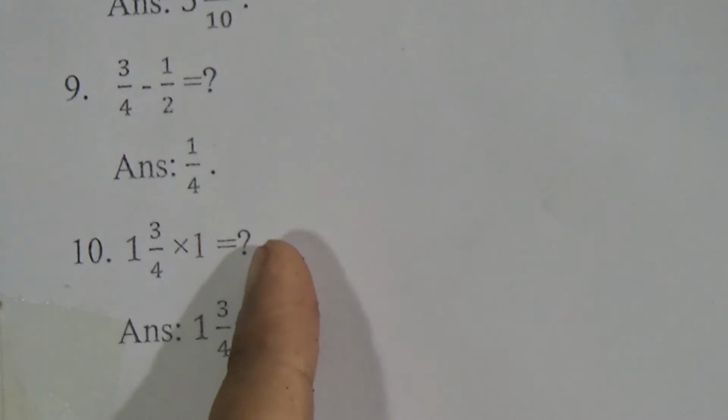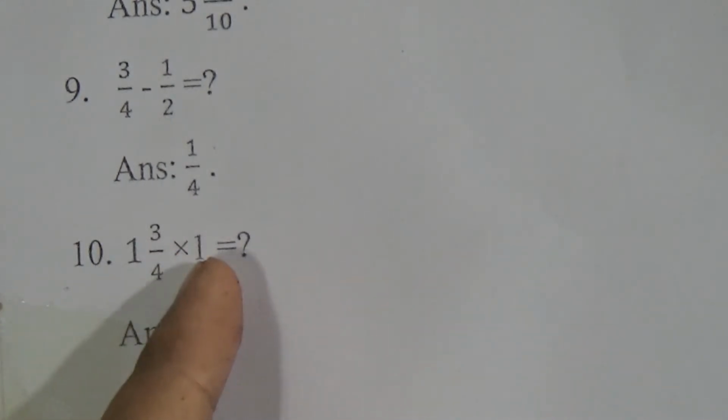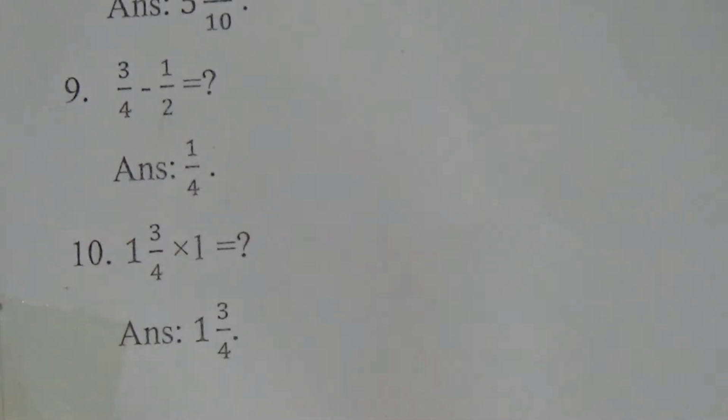And now 1 into 3 by 4 multiplied by 1 equals what? We know that a number which is multiplied with 1, then we get that number. Here 1 into 3 by 4 multiplied with 1, then we get 1 into 3 by 4. I hope you have understood. So when 1 is multiplied with a number, we get that number, right?